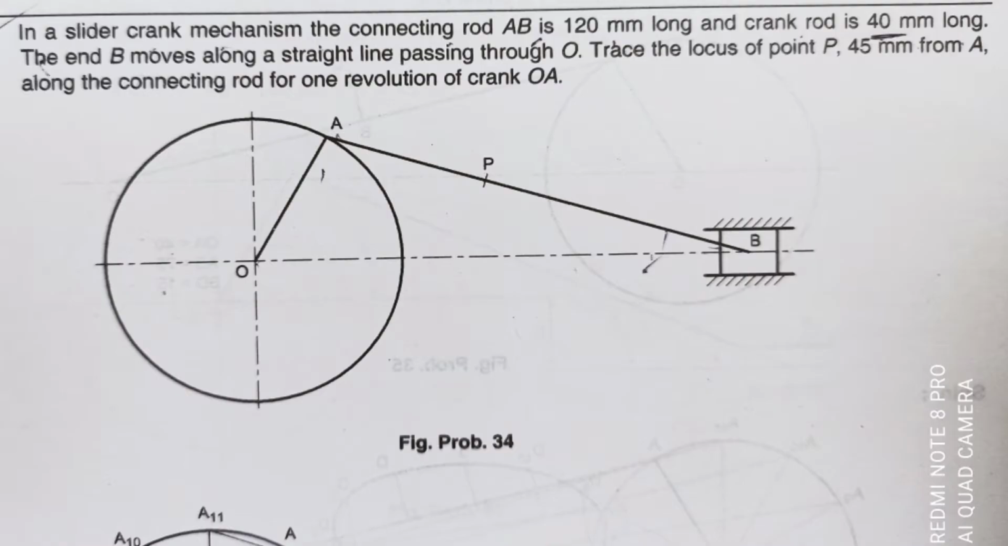Now here point P is considered on connecting rod AB. When in this slider mechanism we have to locate the position of point P, it is called the locus of a point. The problem statement is: in a slider crank mechanism, the connecting rod AB is 100 mm long and the crank OA is 40 mm long. The end B moves along a straight line passing through O. Trace the locus of a point P, 45 mm from A along the connecting rod, for one revolution of crank OA.